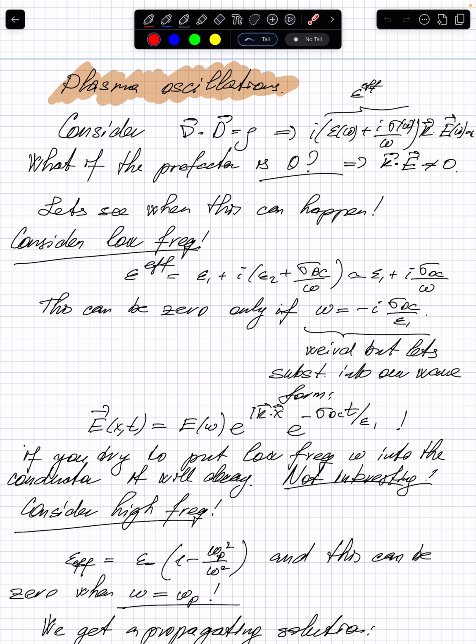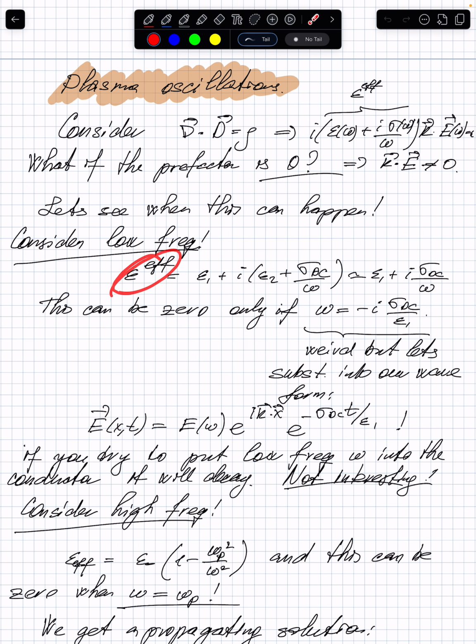But now, what if this prefactor is zero? If this prefactor is zero, then the scalar product k dot E doesn't have to be zero. Generically it will not be zero then. To discuss this situation, we will consider low and high frequencies, just to simplify this discussion. Let's start with the low frequency.